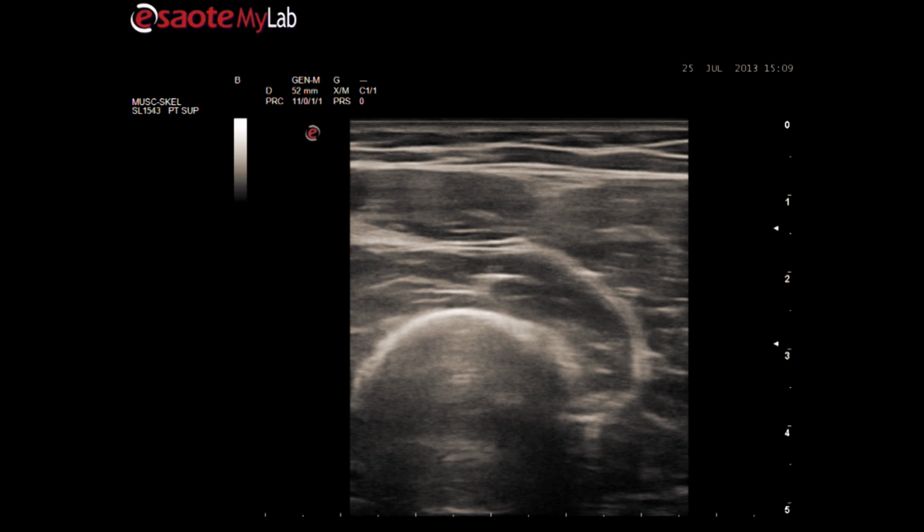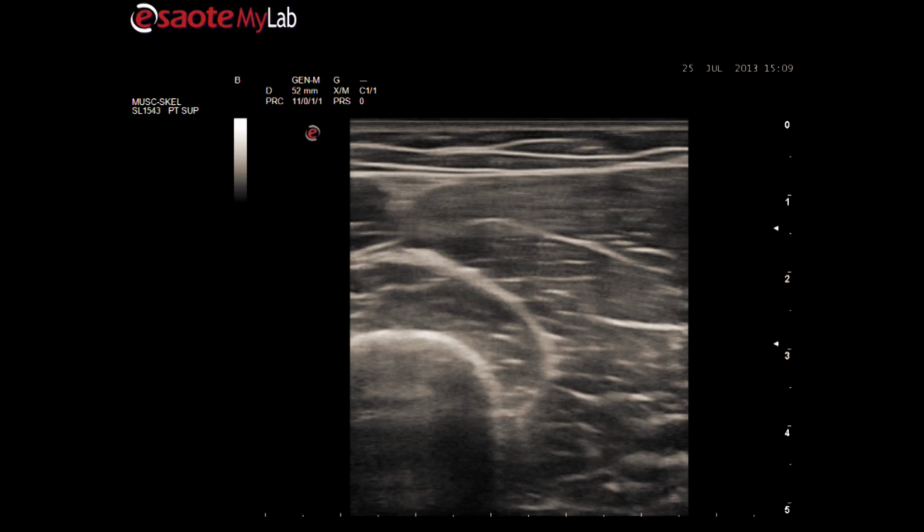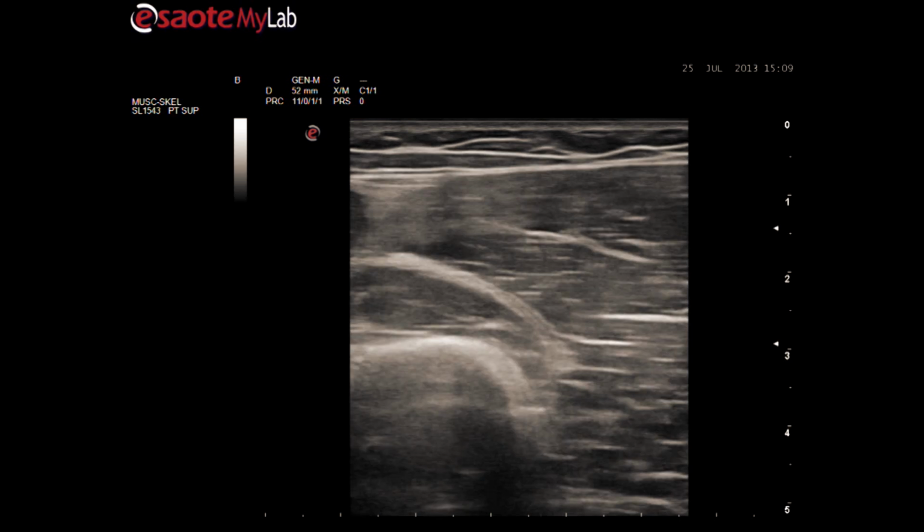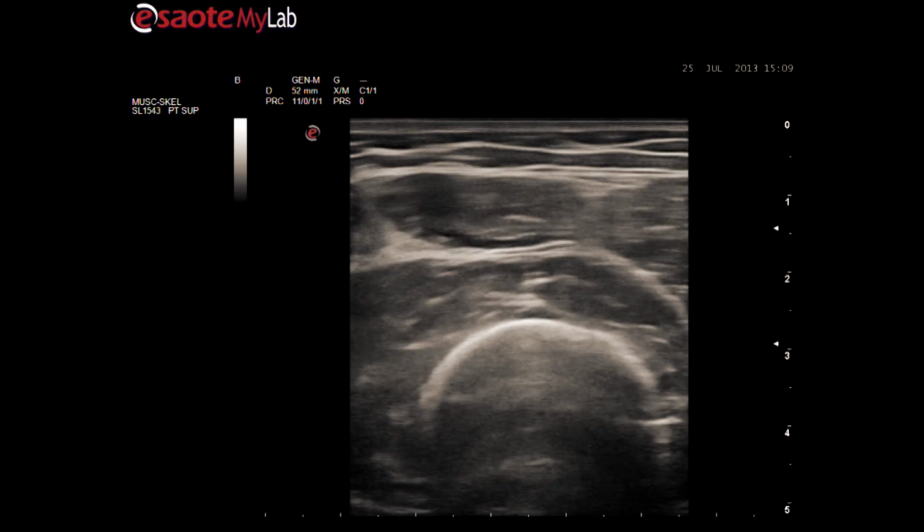In this position, you can see a smaller rectus femoris, the underlying vastus intermedius, the vastus lateralis on the left, and the vastus medialis on the right. Let's sweep the transducer medially and focus on the vastus medialis. And after this, sweep laterally to focus on the vastus lateralis.